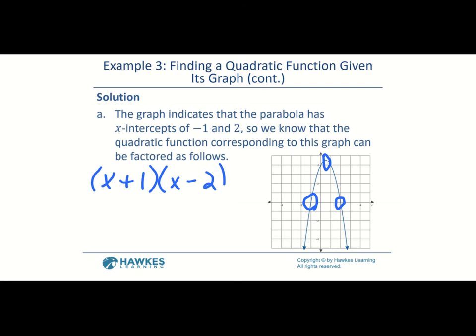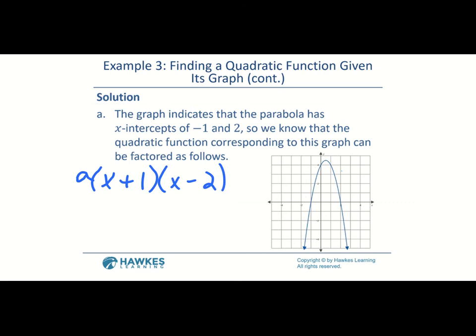And then we don't know right now what we need to find is the a value. Now, I do know the parabola opens down, so I know a is negative, but I don't know what that a value is. Just writing the x plus 1, x minus 2 isn't going to give me the total formula, but it will help us out. Now, what we do need to do is find what our a value is, so we can determine that.